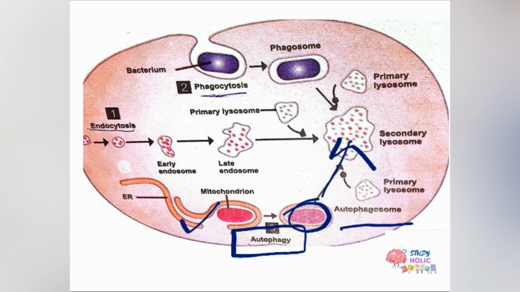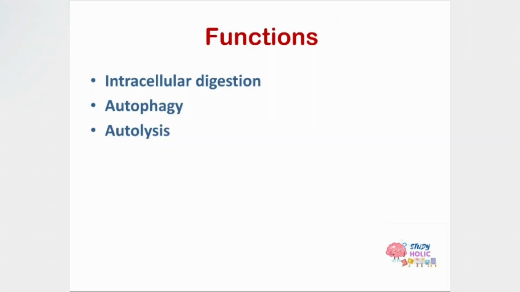Now let's talk about our last topic, that is autolysis. The autolysis process basically takes place during the developmental phase. It particularly takes place when a particular cell is required to be eliminated or disintegrated, and the process by which that cell is eliminated is known as autolysis. So how does this take place?